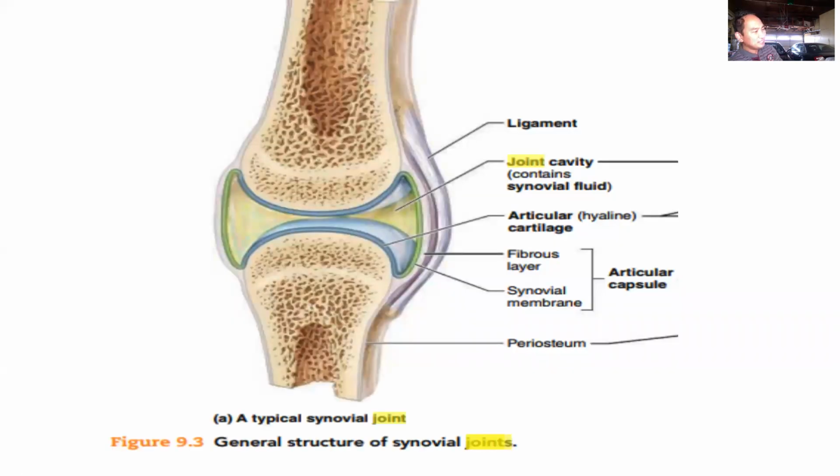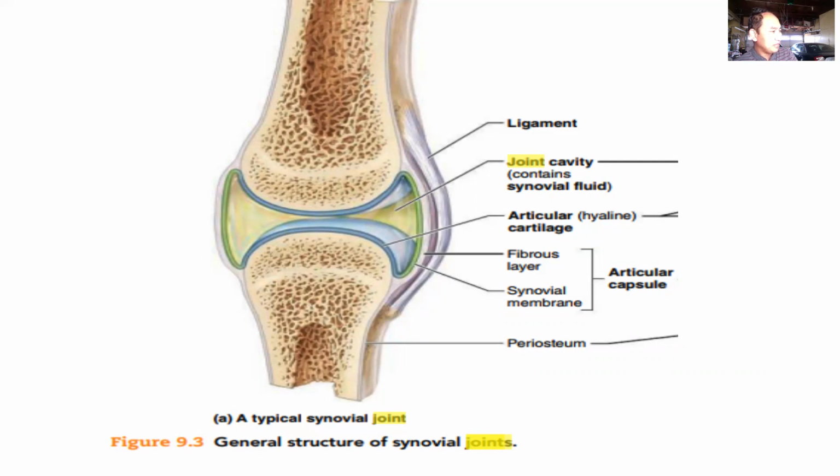So let's imagine this is a knee joint, which is the synovial joint. Let's say this is the lower end of the femur. This is the upper end of the tibia. The synovial membrane is the inner layer, and there is a fibrous layer, which is the outer layer of the joint or articular capsule. And there will be a cavity here, where there could be some fluid.